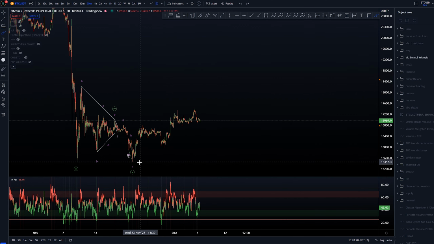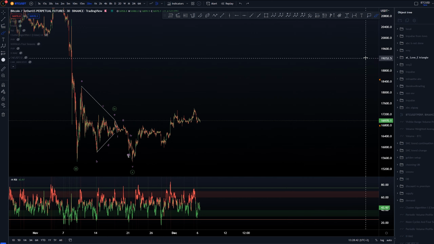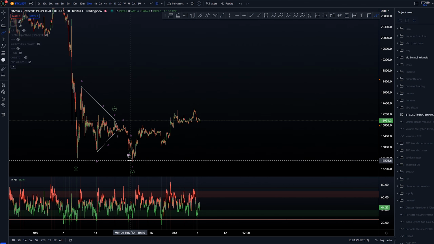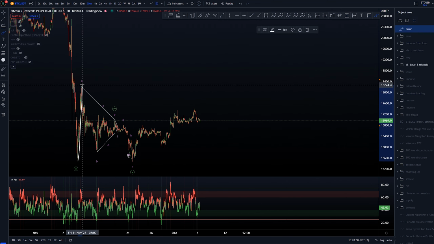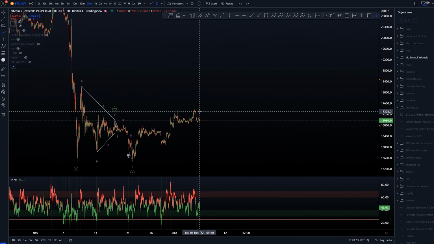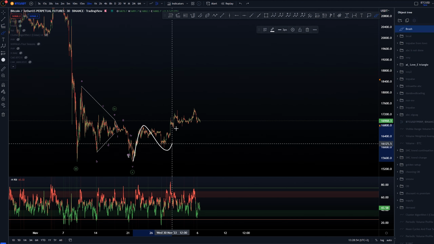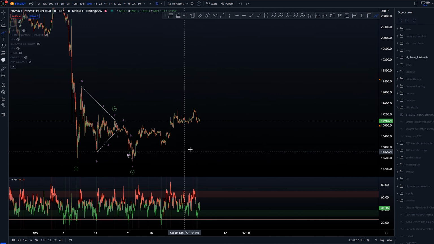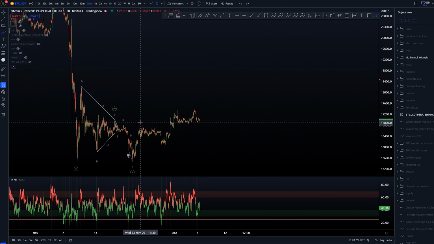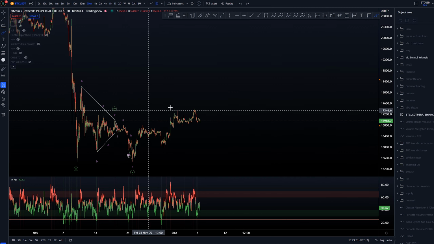The impulse from the lows fits this way better than the other one I just showed you, because again, the comparison between this leg and this would be so much different. Here we would be creating something completely new, so that fits better.